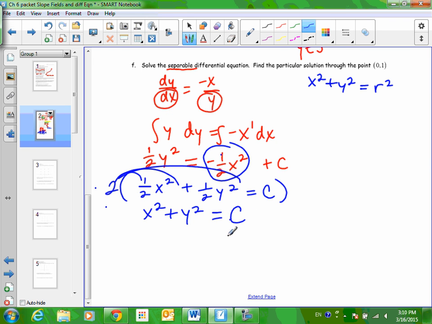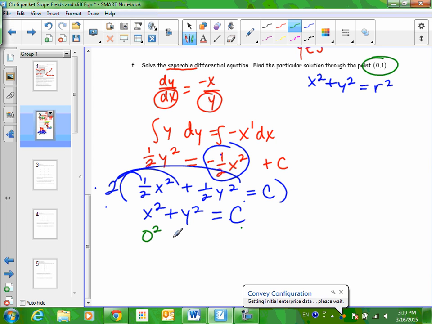I call this being loosey-goosey. You're kind of just being real, like, c is changing values and we're being real loose with it. That's fine. You can be real loosey-goosey with c until you get to the point where you plug in your point. C is just a constant. If you add a number to it, it's still a constant. If you multiply, it's still a constant and all that. Okay, that's perfectly fine.